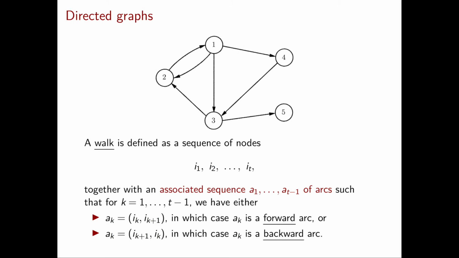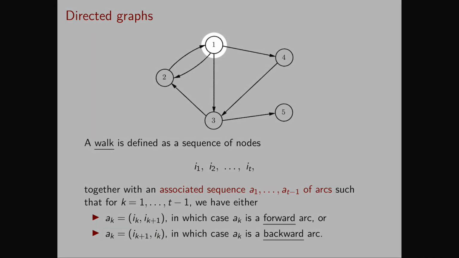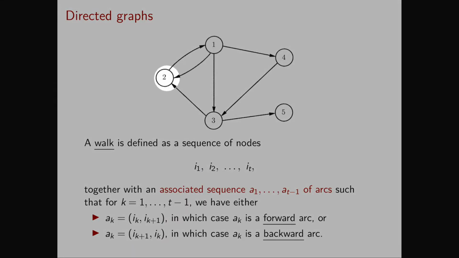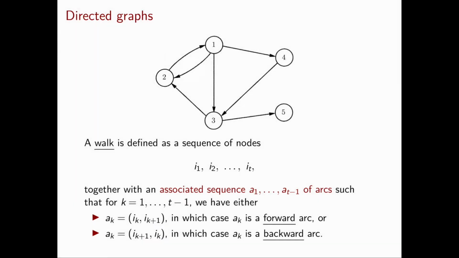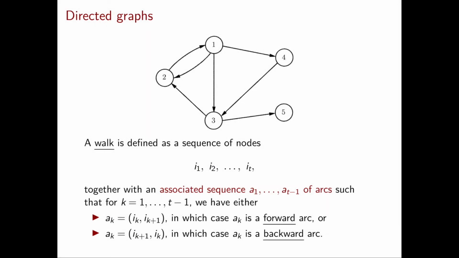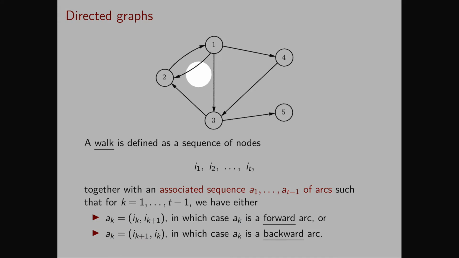In our example, a walk is given by the node sequence 1, 2, 3, with associated arc sequence (1, 2) and (3, 2). In particular, the arc (1, 2) is a forward arc, while the arc (3, 2) is a backward arc. Essentially, this means that we're going from 1 to 2, traversing the arc (1, 2) forward, and then we're going from 2 to 3, traversing the arc (3, 2) backwards.